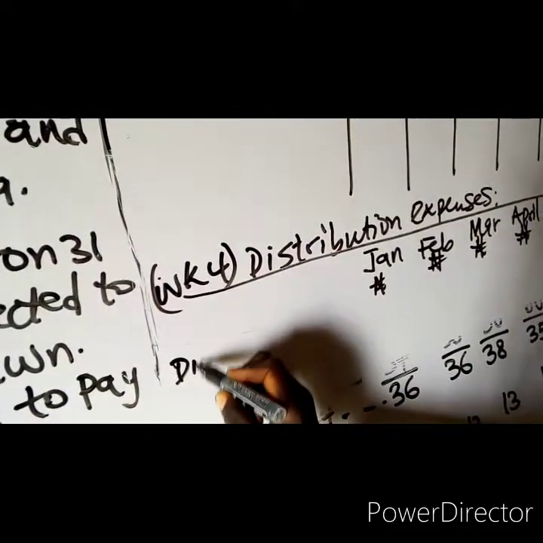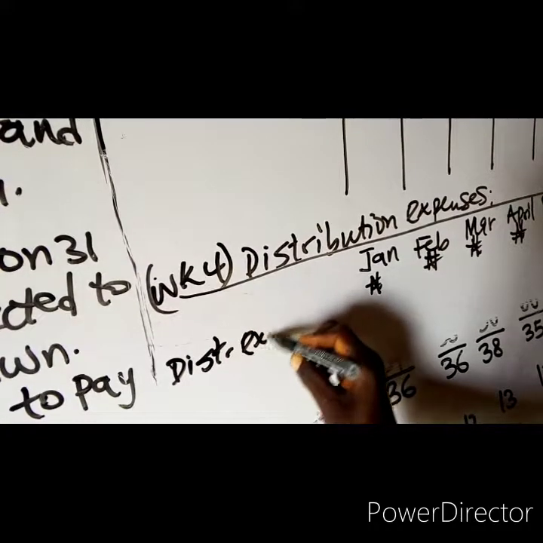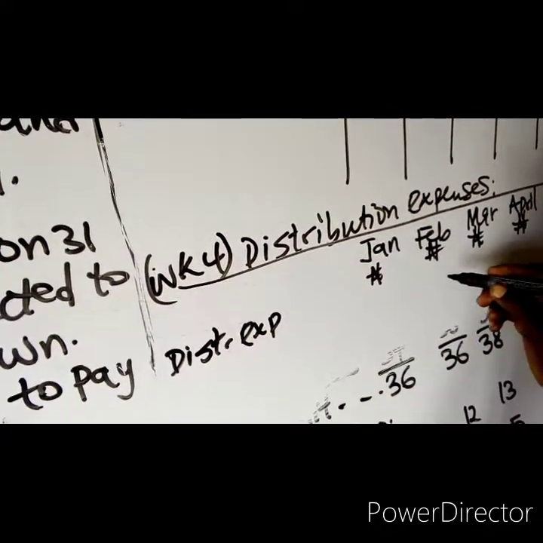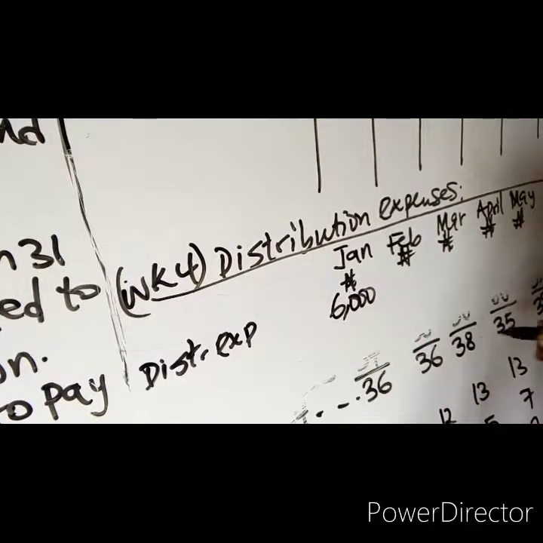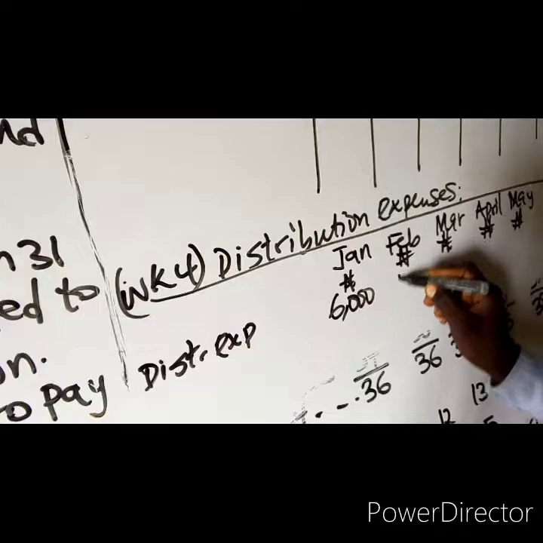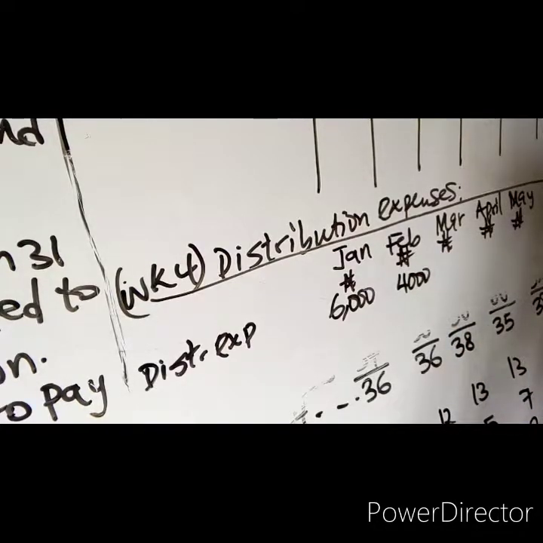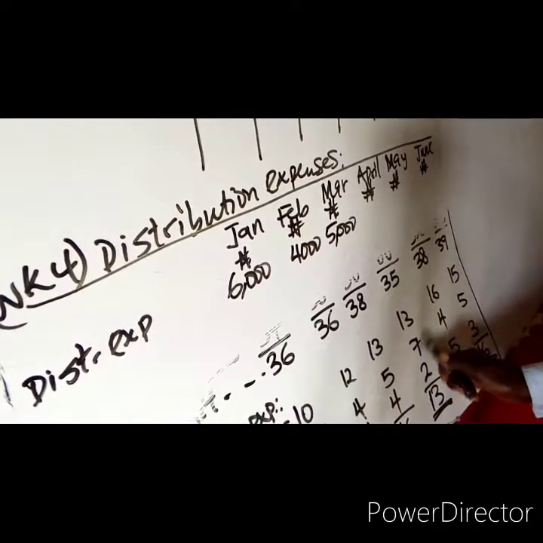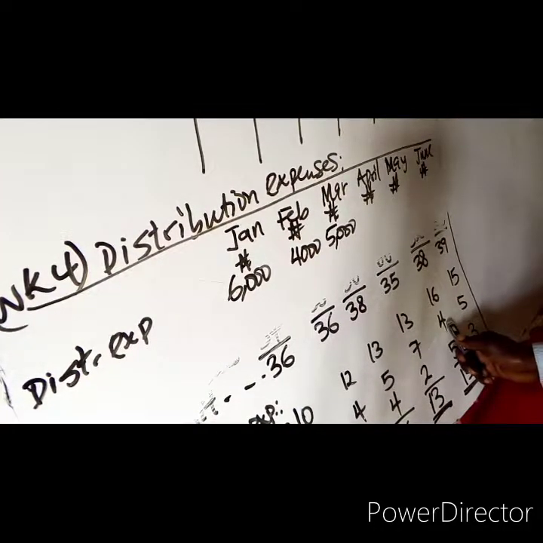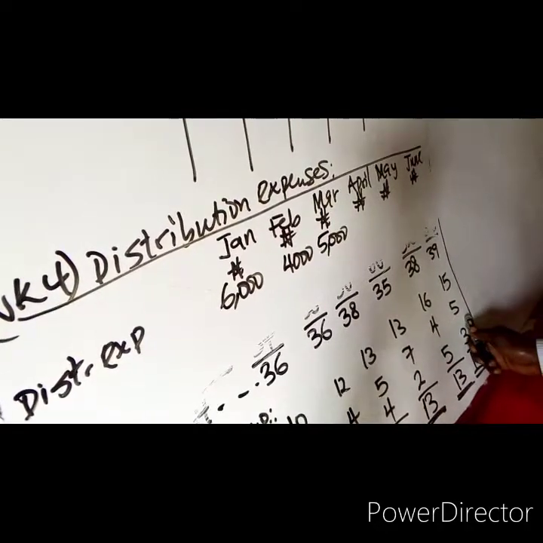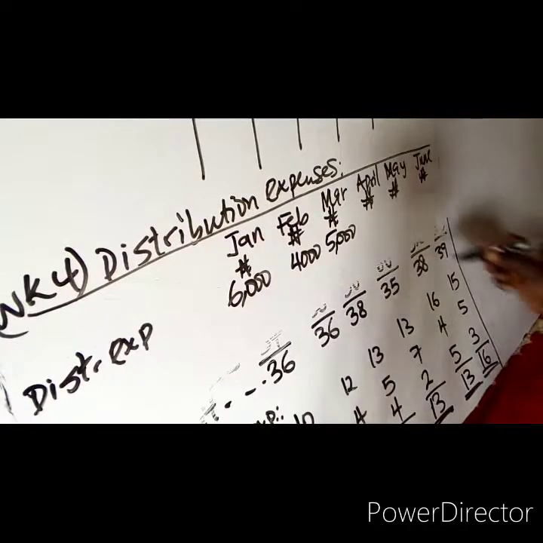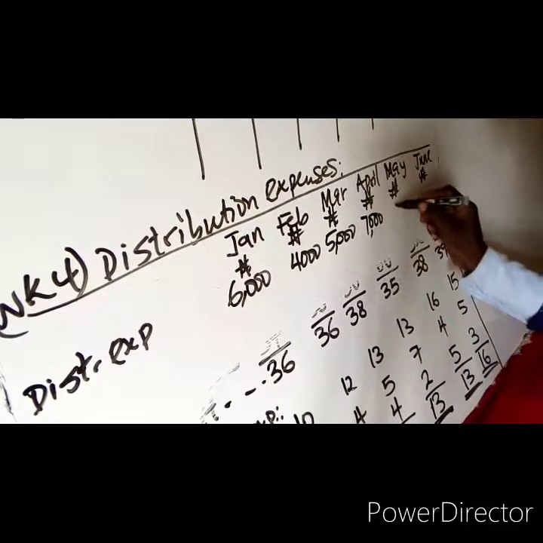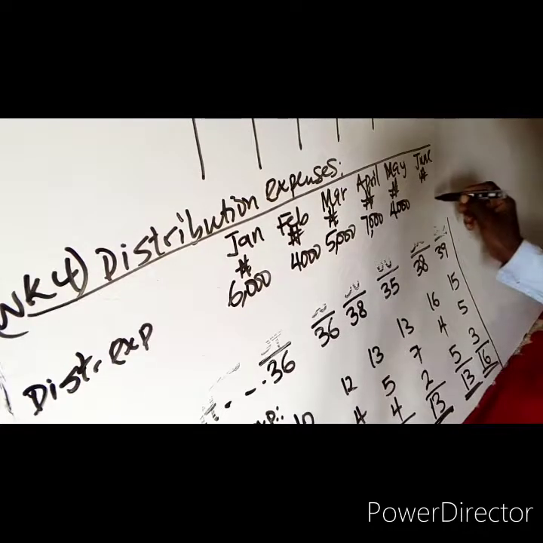So, distribution expenses. January is 6,000. February, we have 4,000. March, we have 5,000. For the month of April, we have 7,000. May, 4,000. June, 5,000. Let's go back to the note.